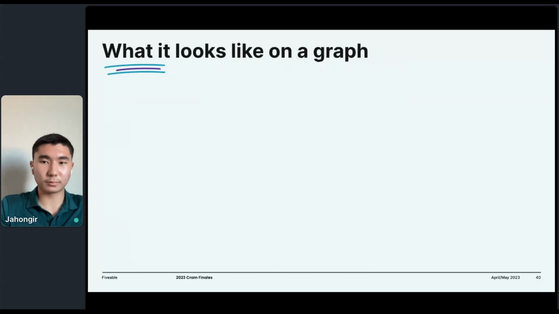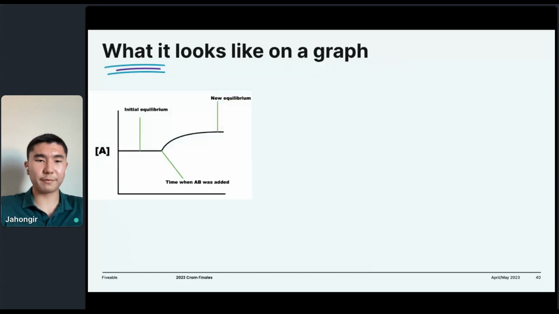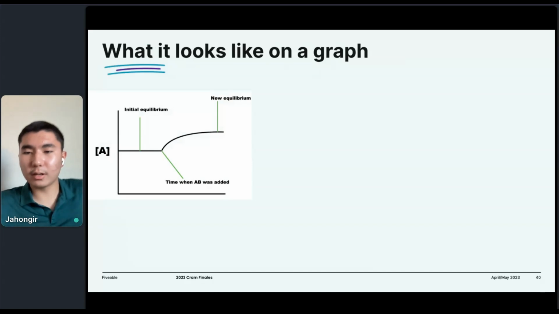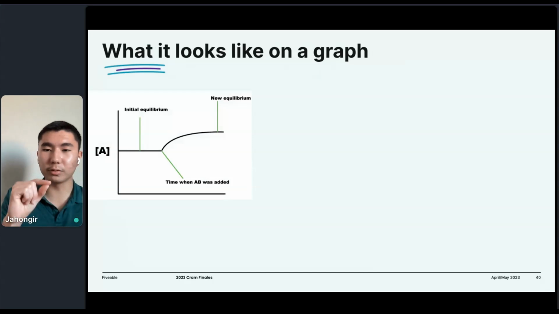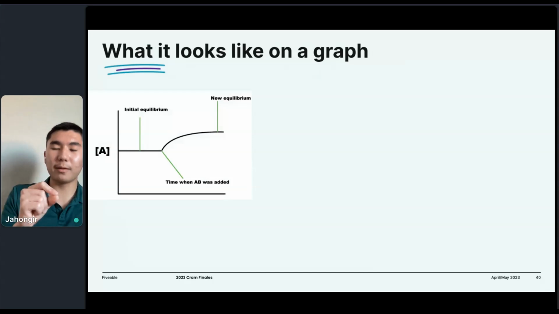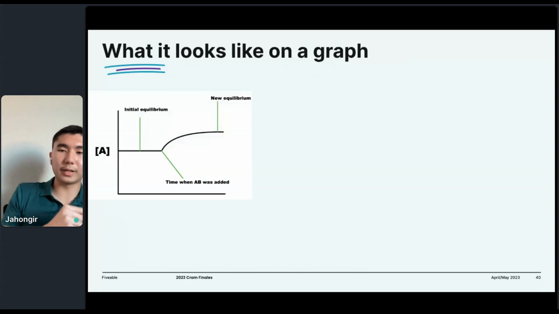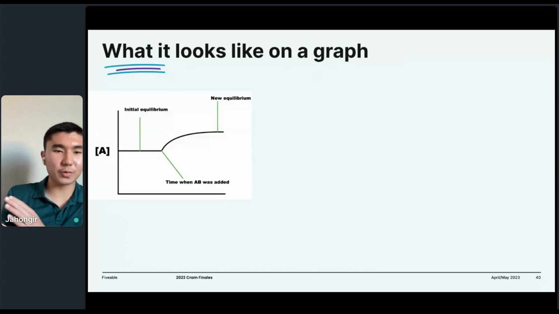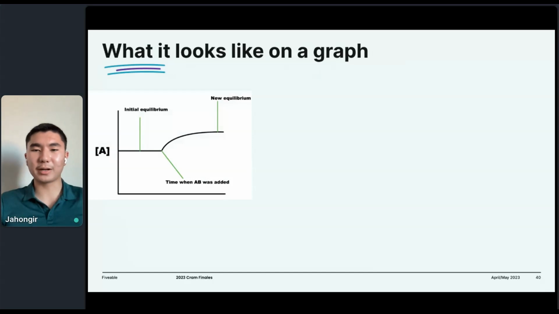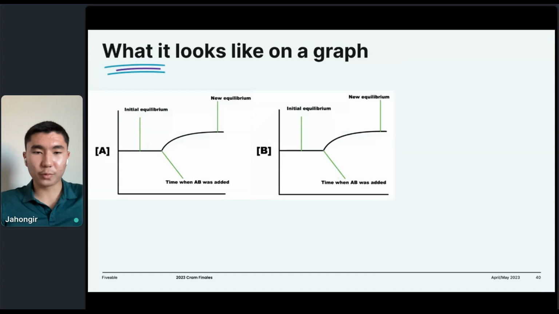So what does it look like on a graph? Well, let's look at the concentration of A, and you're usually going to have to understand these graphs. So we have our initial equilibrium, and at the time the AB was added, we have a new equilibrium that increases. Now, I believe the other chart didn't show that increase, so we want to look at these graphs. I apologize since the diagrams didn't really show that, but we increase our equilibrium. And for B, we also equally increase our equilibrium.